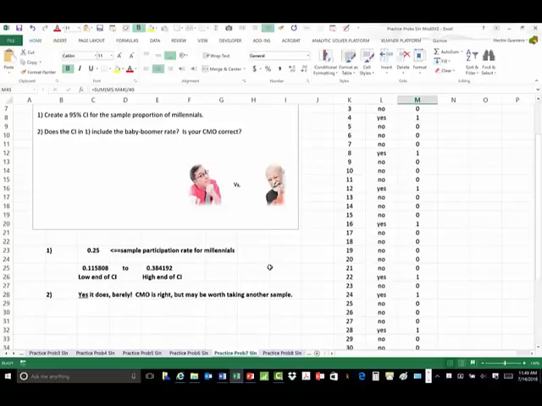I got 25%, and I'm going to add some to that, and I'm going to subtract some from that, and that net then provides me with a general statement, not exact, that suggests I'm 95% confident that the participation rate for millennials is between what I've calculated here, 0.115808 and 0.384192, about 11.6% and 38.4%.